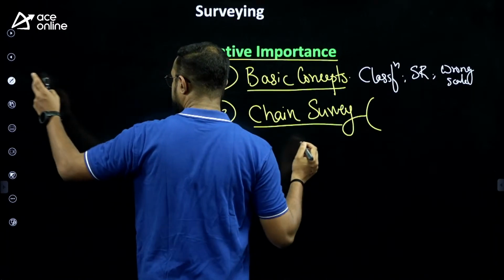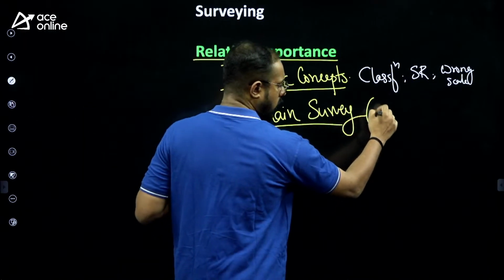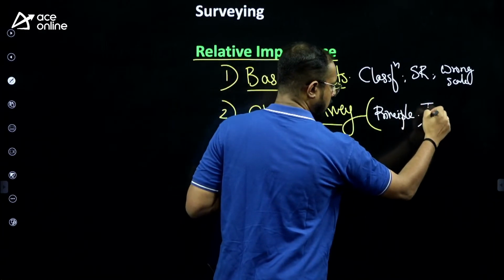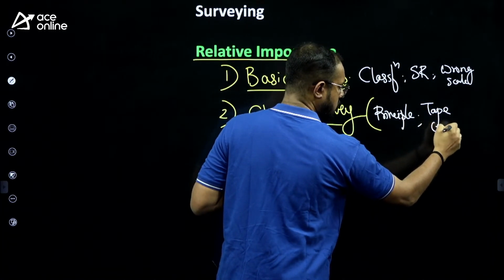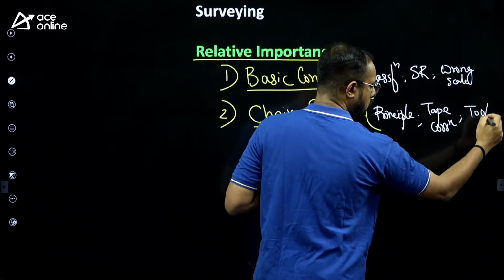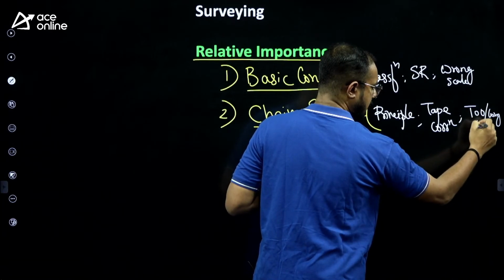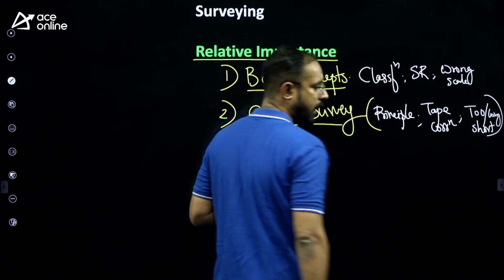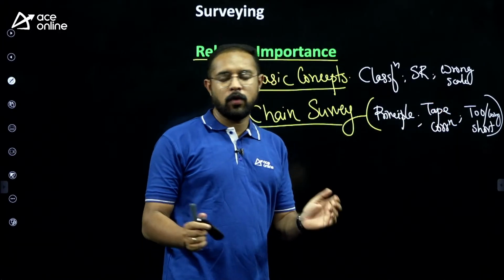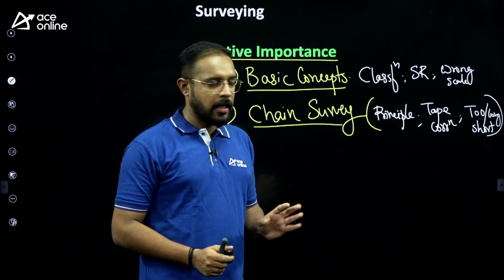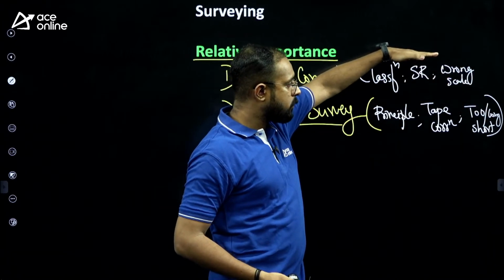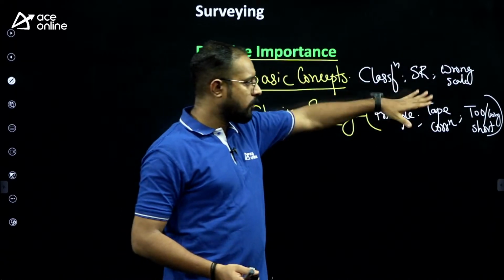So chain surveying, the principle is where GATE has asked some questions. And tape corrections is one area from which they ask. And chain too long, too short. This concept is also regularly investigated by GATE. So principle, tape corrections, and chain too long, too short: this is one area that you need to concentrate on. These concepts can be combined with so many other basic concepts, so you need to have good clarity here.